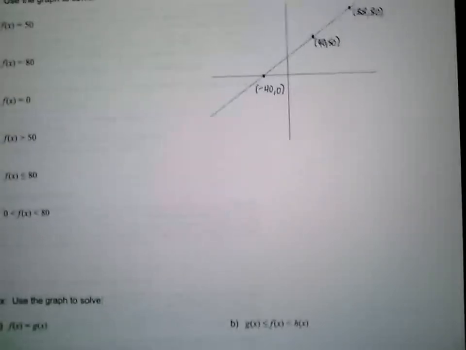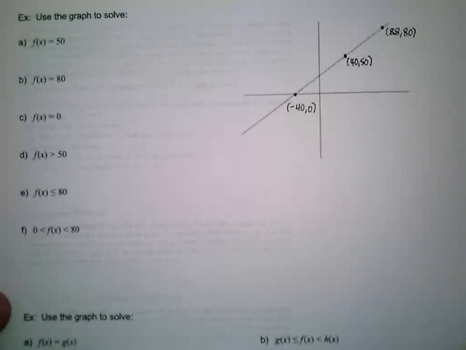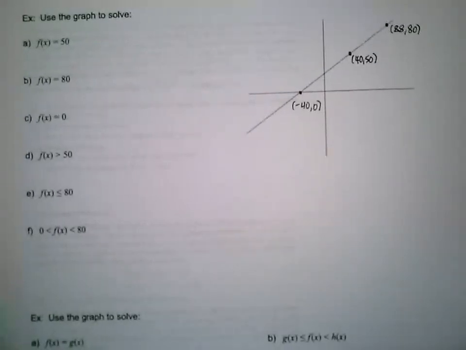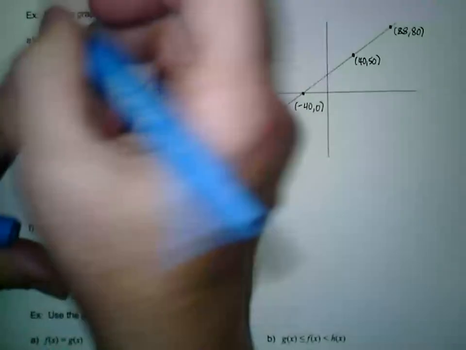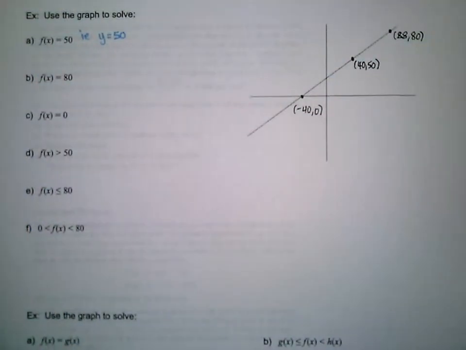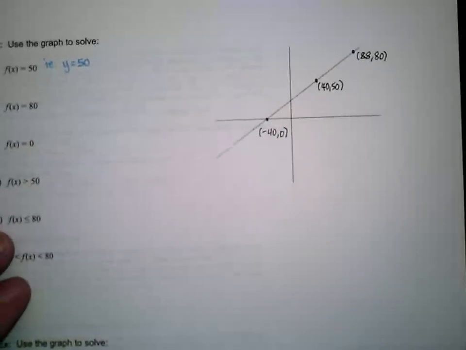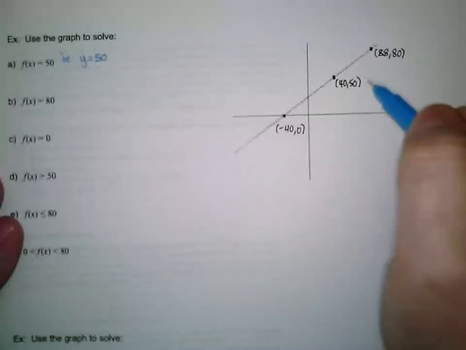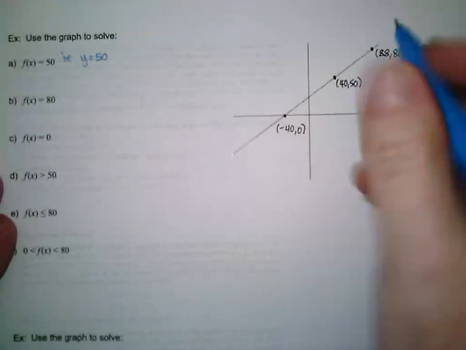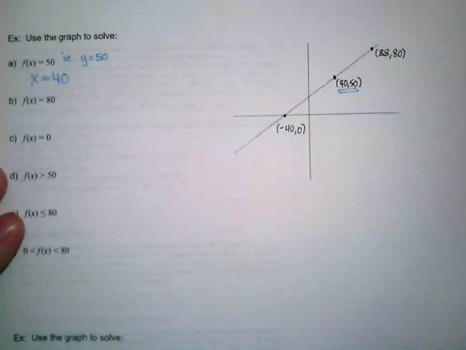Let's use the graph to solve. So we've got f of x equals 50. So remember that f of x means y, right? So this means y equals 50. So we're looking for the values of x that have a y value of 50. Since my ordered pairs are labeled on here, here I've got my y value of 50 and my x is 40. So that's what I'm looking at there. So x equals 40 would be my answer there.